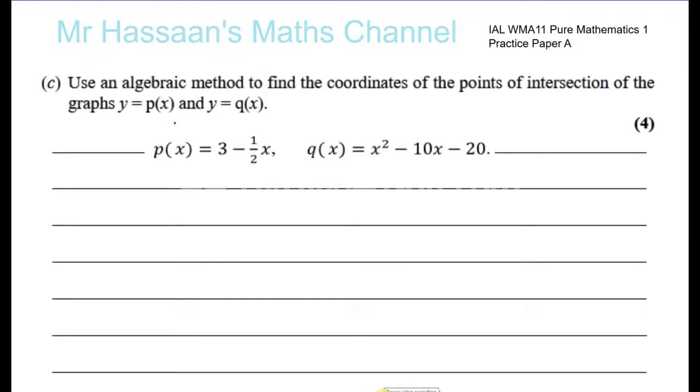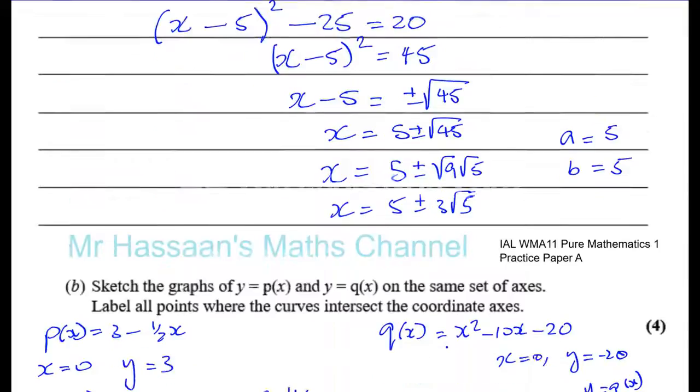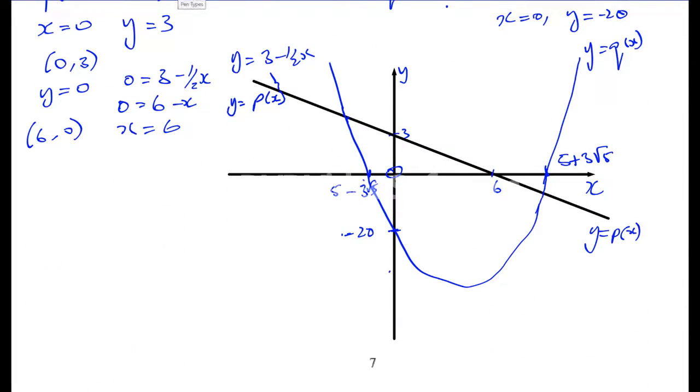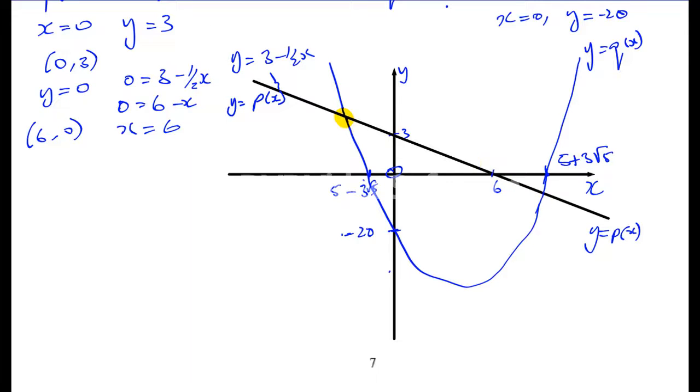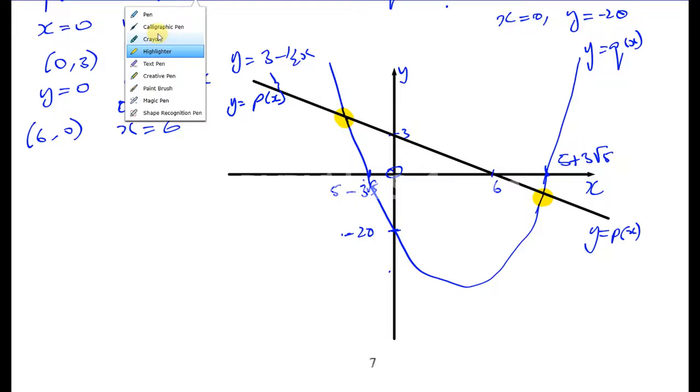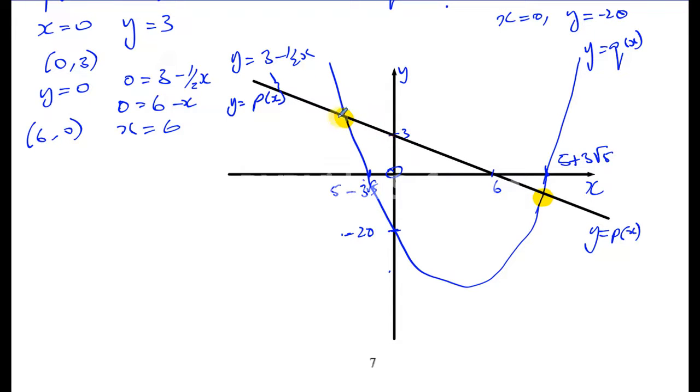Now for part C, we have to use an algebraic method to find the coordinates of the points of intersection of the graphs y equals p of x and y equals q of x, which we just sketched in part B. So we want to find when these two graphs intersect. They intersect at these 2 points. Okay, so what do we know about these 2 points? Well, at these 2 points, the two graphs are equal to each other. They share the same x and y values. So basically they intersect when p of x is equal to q of x.